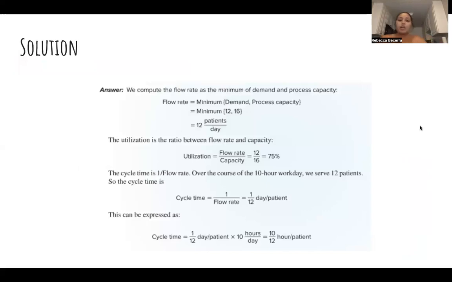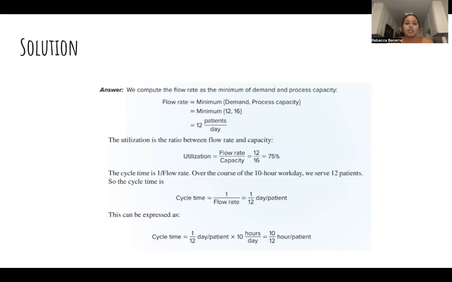All right, so in our solution, first let's go over question A, which is flow rate. We compute the flow rate as the minimum of demand and process capacity. The demand would be 12, since there's only a need for 12 patients, and the process capacity is the amount that the doctor is able to do, which is 16. So we just take the minimum of the two, which is 12. So the flow rate in this example is going to be 12 patients per day.